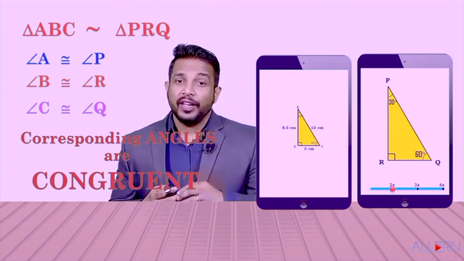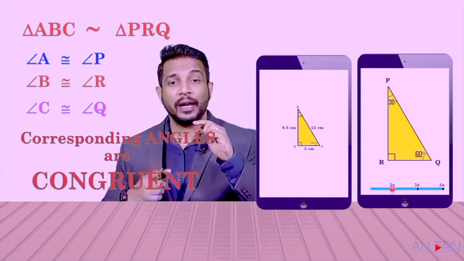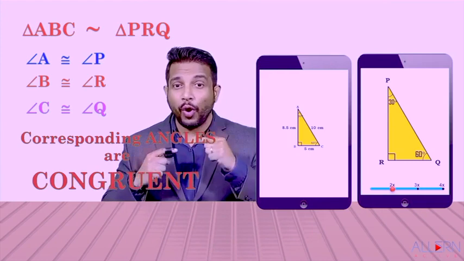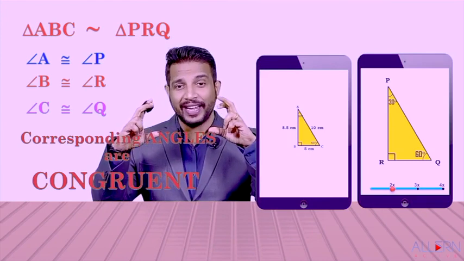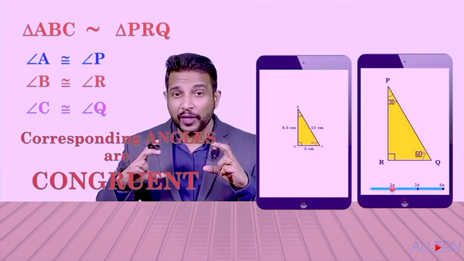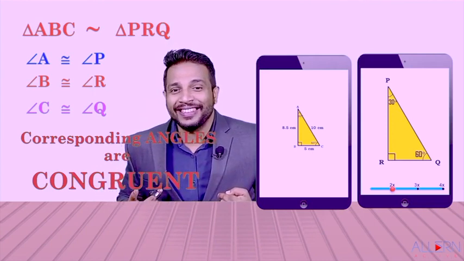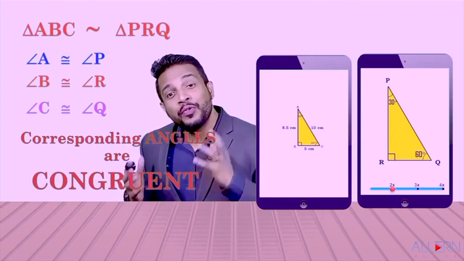Now remember, if triangles are similar, this is happening. That means the vice versa is also true. If all the three ratios of the corresponding sides are equal and all the three pairs of corresponding angles are congruent, then the triangles are similar. That's the concept which you have learned, which is very, very important.